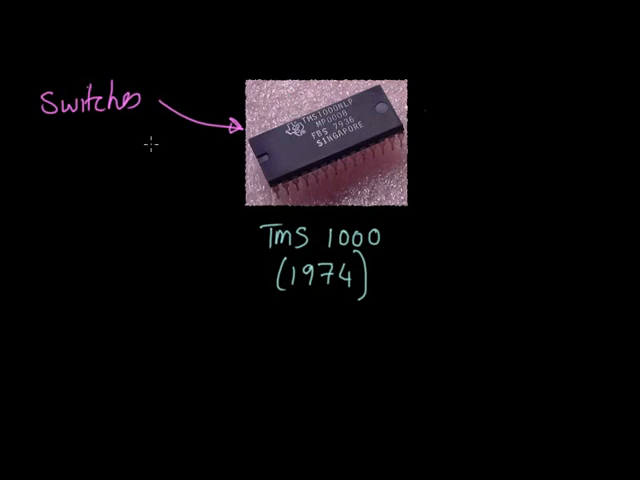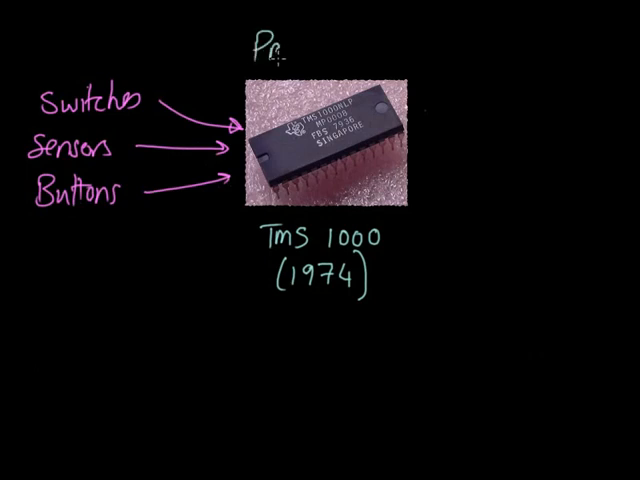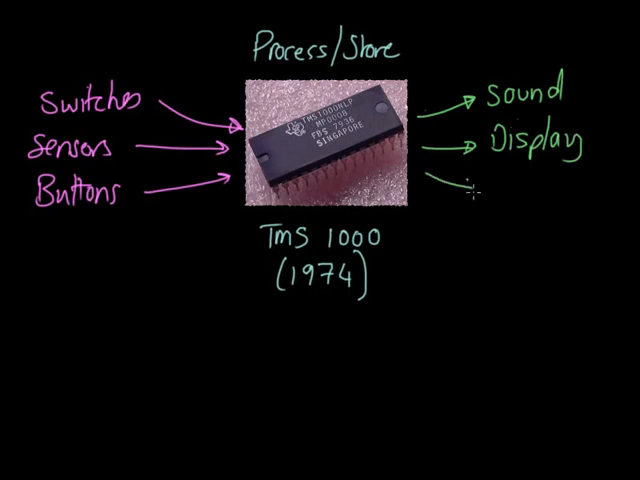Basically it takes inputs from the analog world through switches, or sensors, or maybe buttons. And it processes and stores data in some way, digital data. So the processing and storage go on in here, and finally, hopefully, it generates some useful output. That could either be sound, or some sort of display of some description, or it could even be some sort of movement if it were to control some sort of actuator.